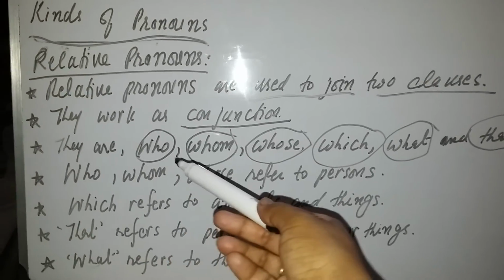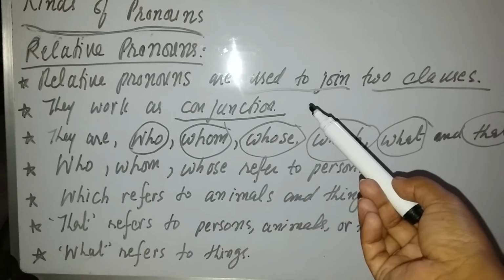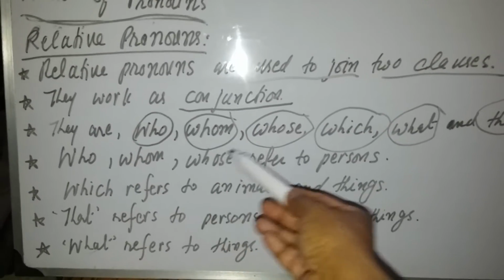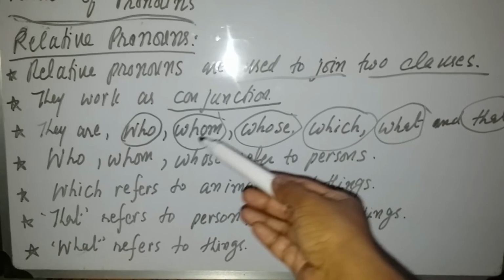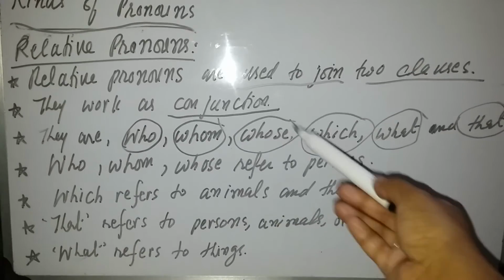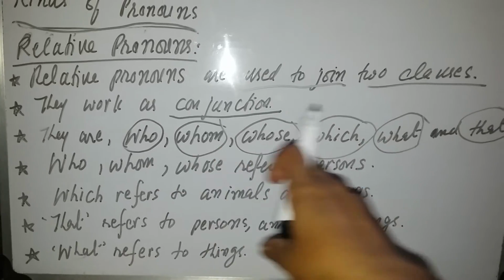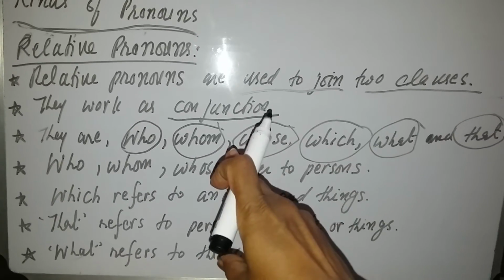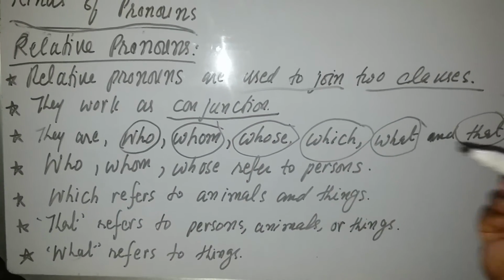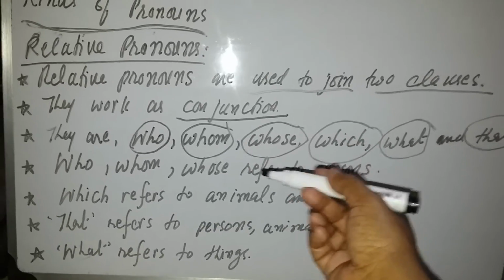If you look at relative pronouns, you will find that relative and interrogative pronouns are the same. Interrogative pronouns are 5 in number: who, whom, whose, which and what, and relative pronouns are 6 in number: who, whom, whose, which, what and that. But how are they different from interrogative pronouns? Because in interrogative pronouns we use all these words for asking questions, but in relative pronouns we use all these words for joining two clauses, and they work as a conjunction. They are not used for asking questions.